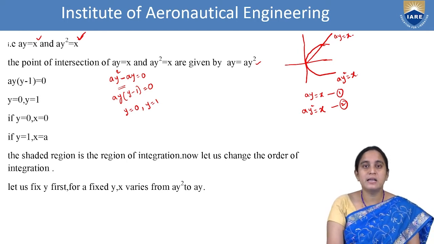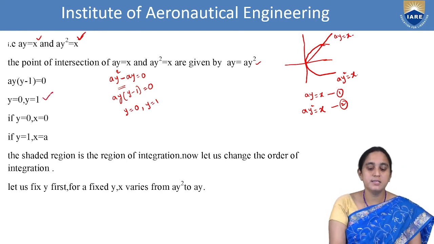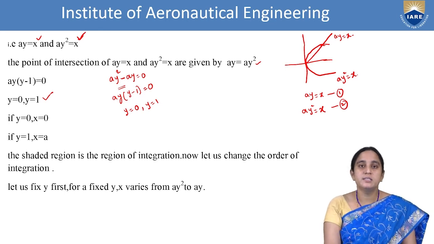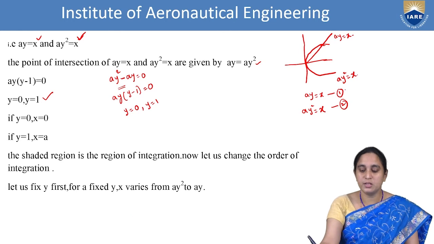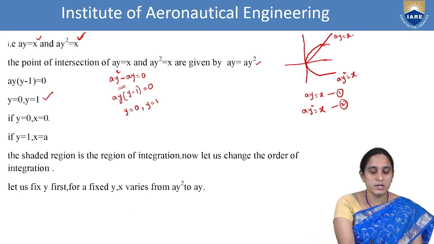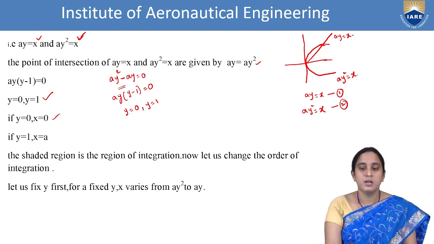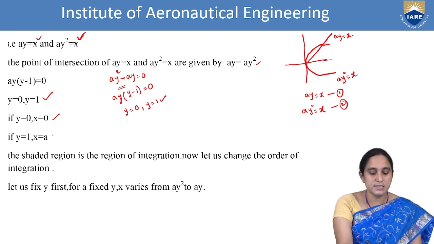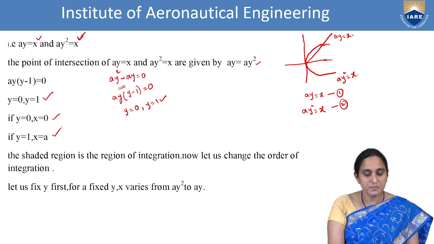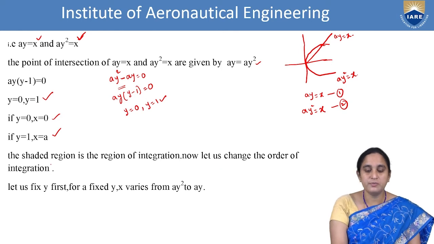Therefore, the y limit points here are y is equal to 0 and y is equal to 1. If you substitute y is equal to 0 in the first equation, we get x as 0. If you substitute y is equal to 1, we get x is equal to a. Therefore, the shaded region is the region of integration. Now let us change the order of integration.